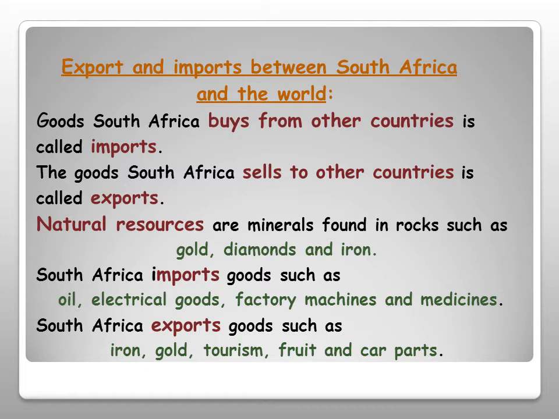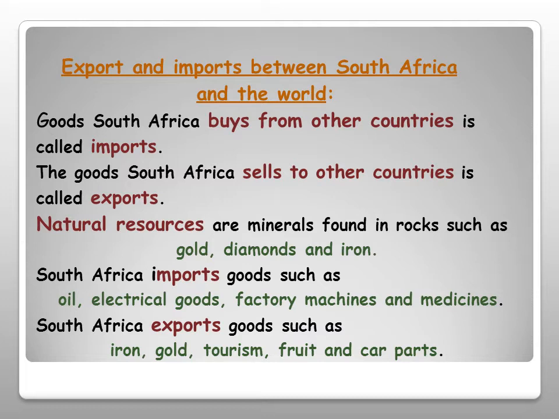Natural resources are minerals found in rocks, such as gold, diamonds, and iron. So a natural resource is a mineral that is found in a rock, such as gold, diamonds, and iron. South Africa imports goods such as oil, electrical goods, factory machines, and medicines. South Africa exports goods such as iron, gold, tourism, fruit, and car parts.